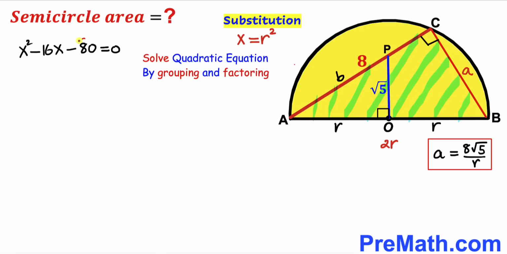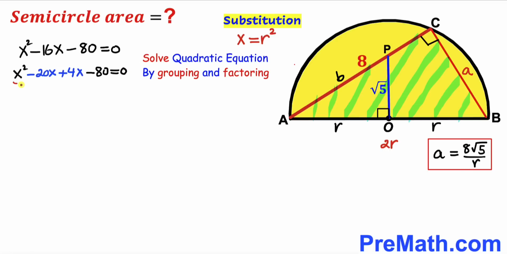Now let's focus on this constant 80 on the right hand side. This could be factored as 4 times 20, and we can see the difference of 4 and 20 is going to give us 16. So let's focus on this middle part, negative 16x. We can tweak this one as negative 20x plus 4x, as you can see in this next step.